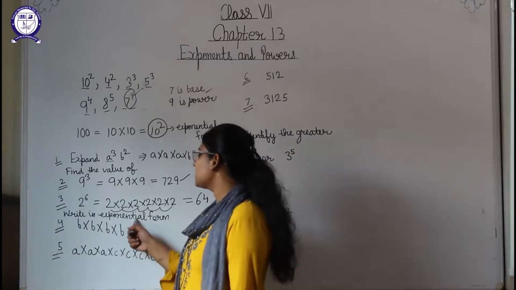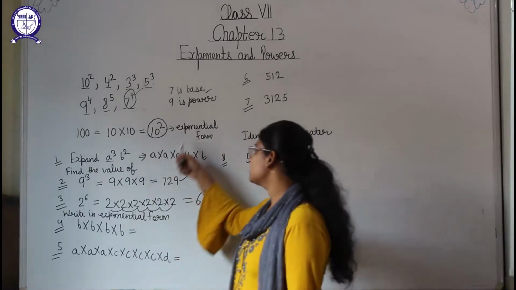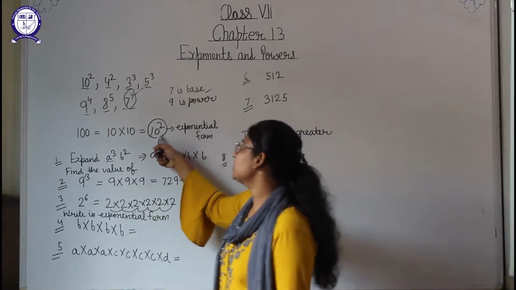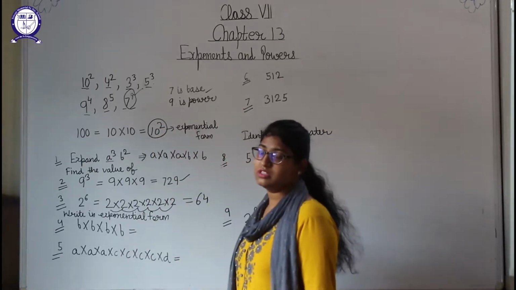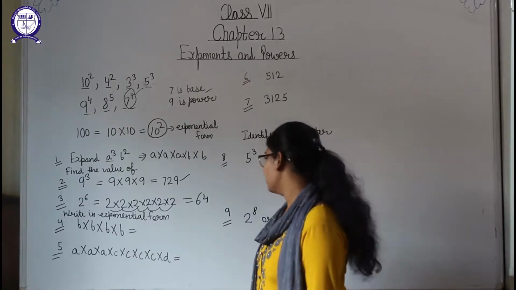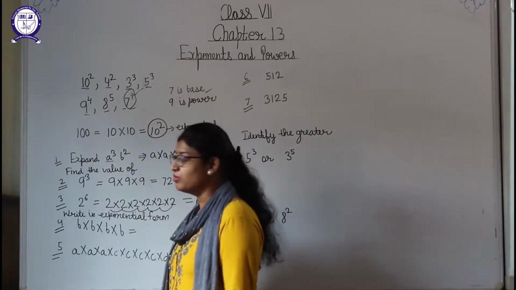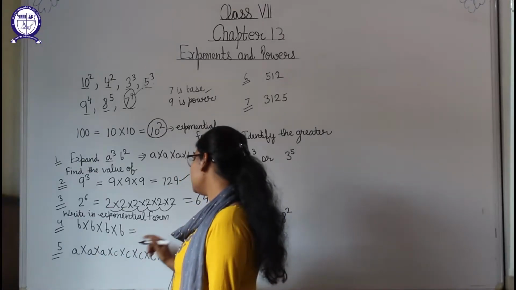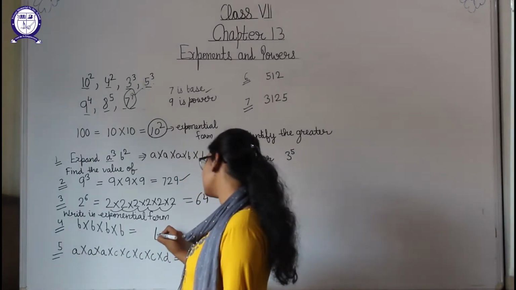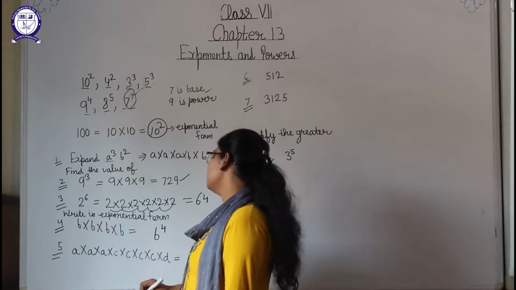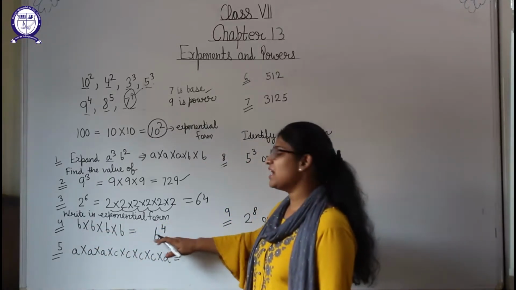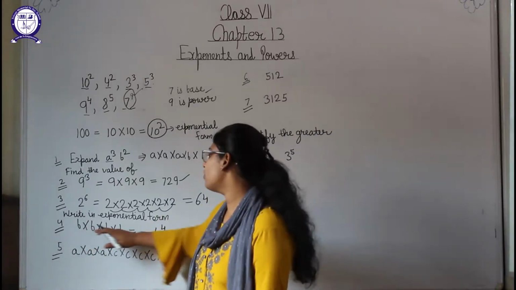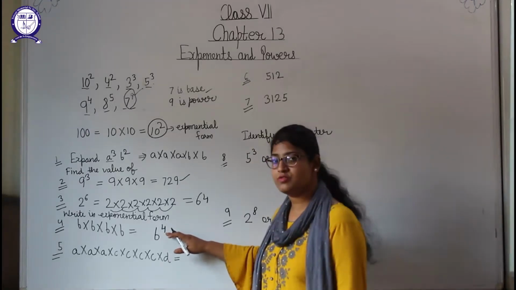Now we have to write in exponential form. As I have discussed, exponential form means the number written in power form. So here b into b into b into b, 4 times. What can we write? We can write b raised to the power 4, because b is repeating. How many times is it repeating? 4 times, so its power is 4.